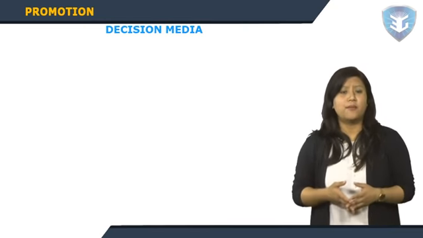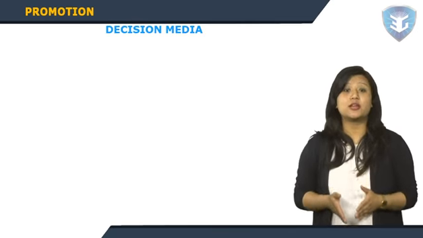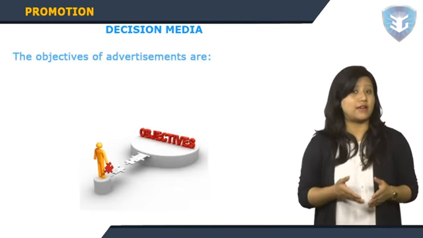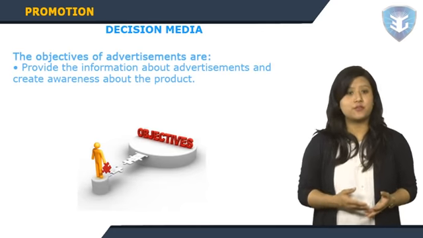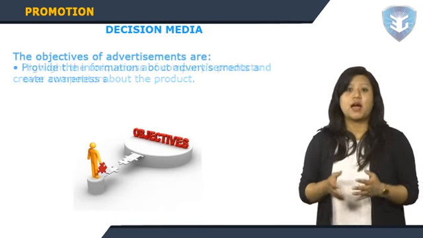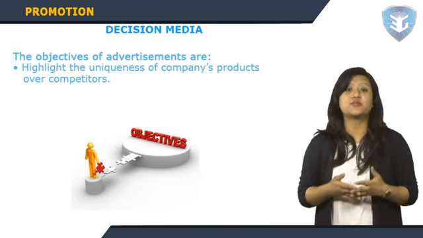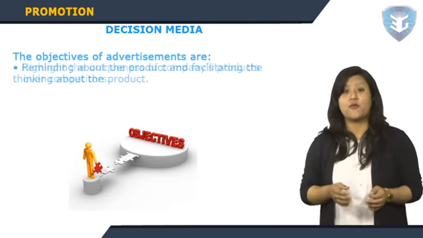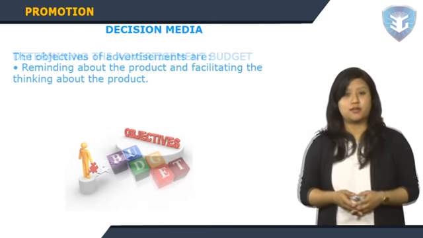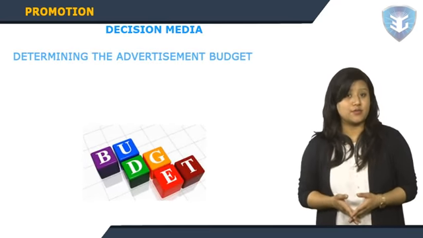Decision media. Marketing management should determine the objectives of advertisement in the initial phase of the program. The objectives of advertisements are to provide the information about the advertisements and to create awareness about the product. Highlight the uniqueness of the company's products over the competitors, reminding about the product and facilitating the thinking about the product. Determining the advertisement budget.